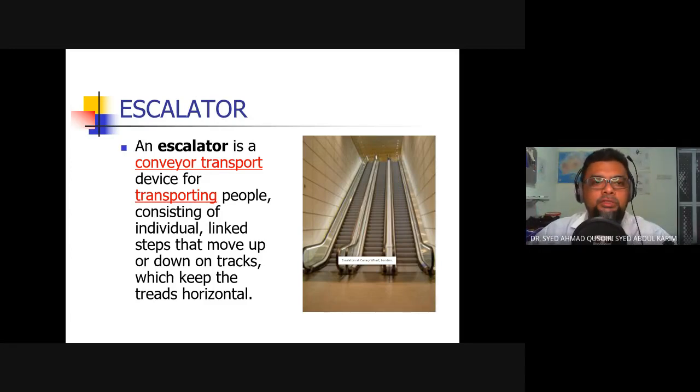Today's topic is on escalators. As you can see here, an escalator is a conveyor for transporting people. It is a continuous loop of something, whether it's a belt or staircase, consisting of, in this case, individual linked steps that move up or down on tracks which keep the treads horizontal.